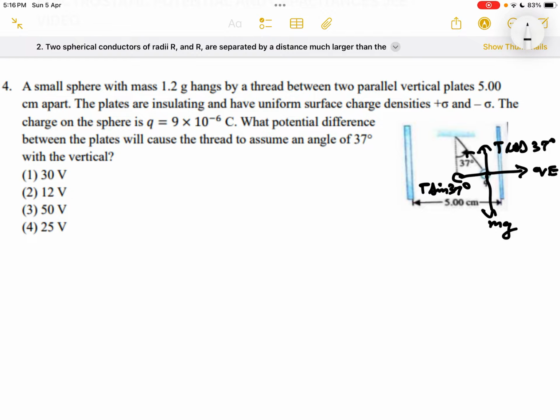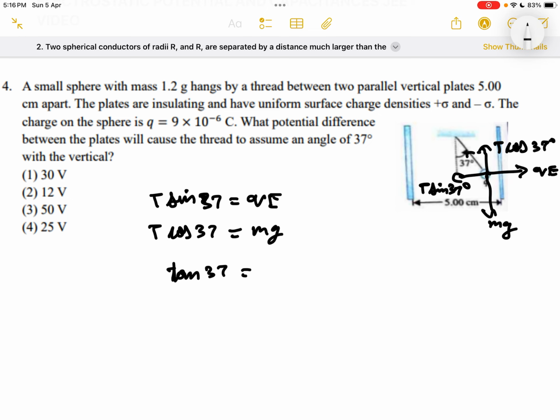Now, T sin 37 degree balances QE, whereas T cos 37 degree balances mg. If you divide both of them, you have tan 37 degree, which is equal to QE divided by mg. Tan 37, by the way, can be figured out.